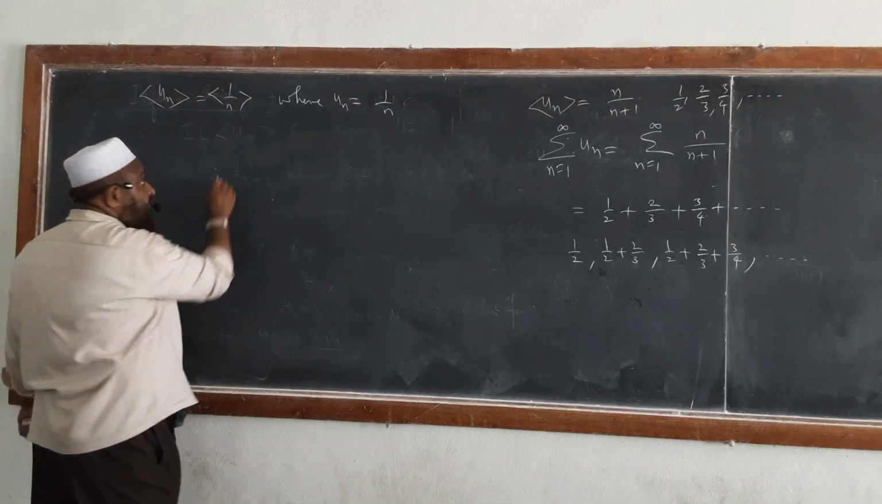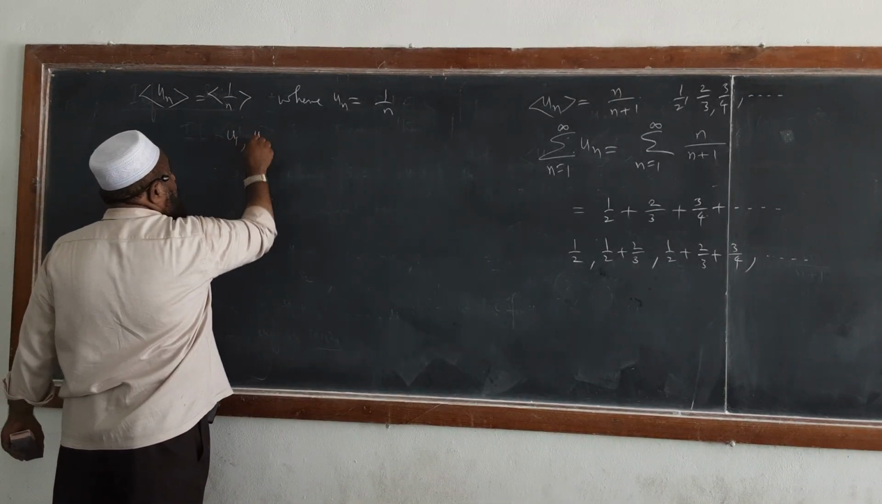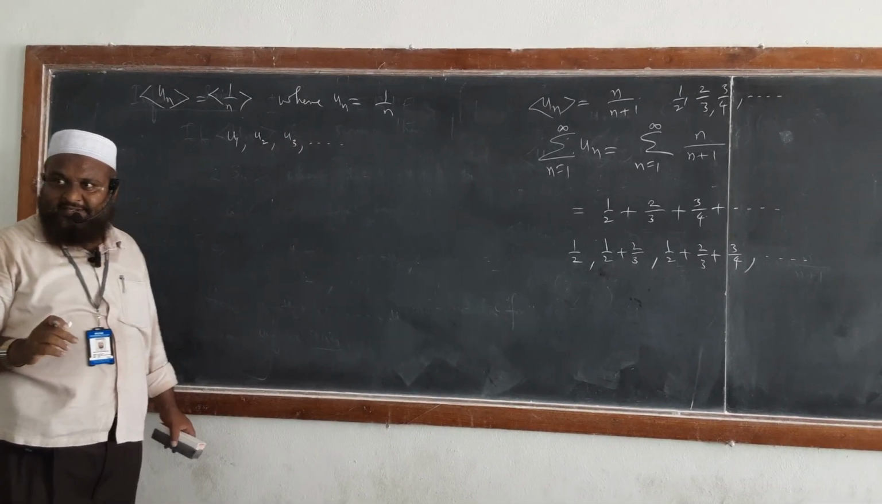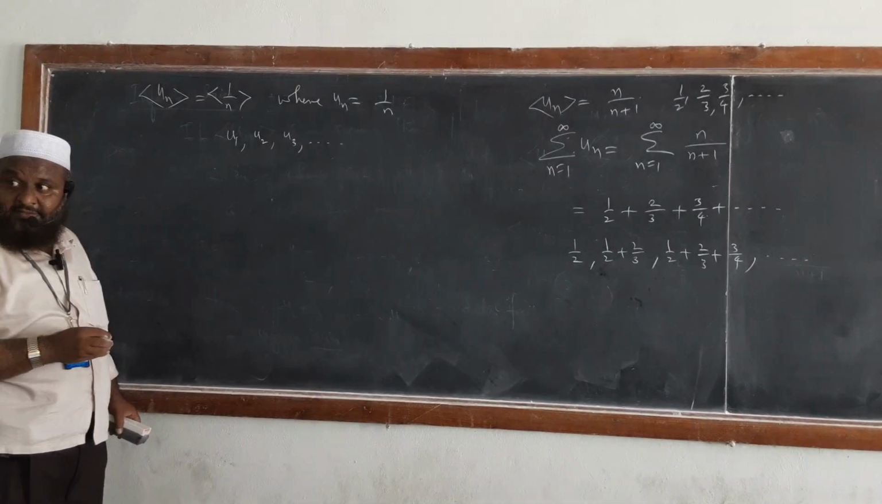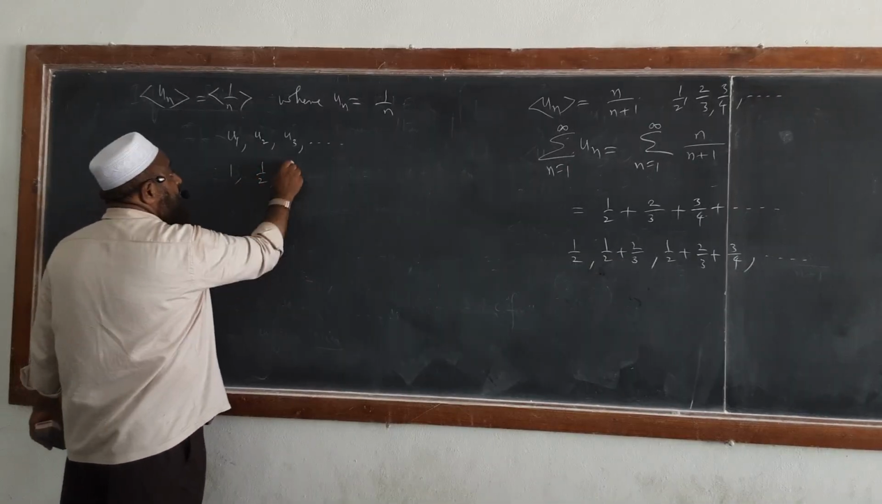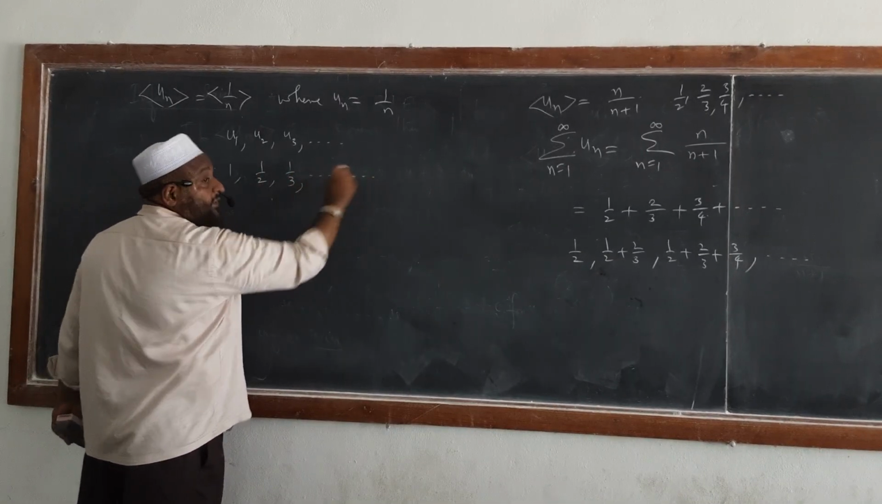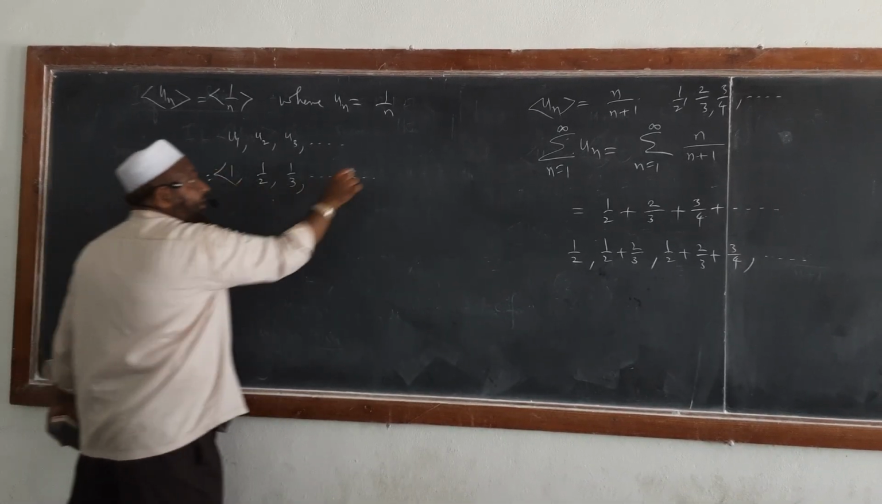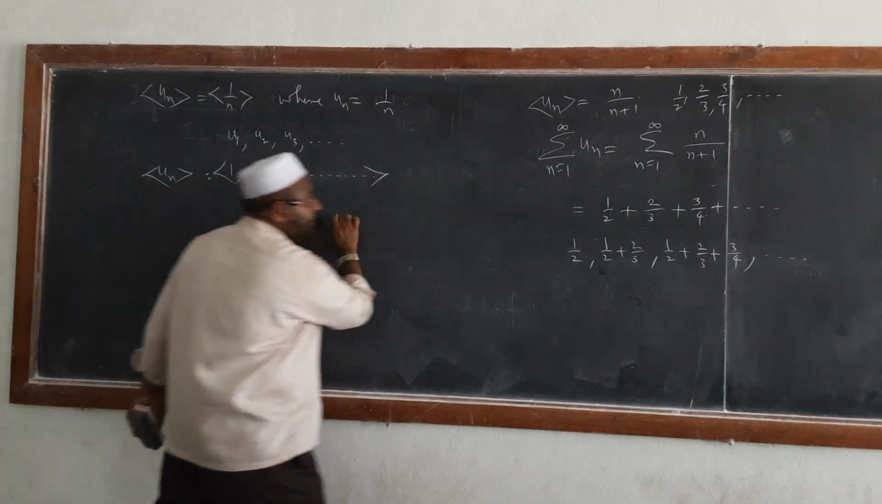u1, u2, u3, and so on. Three terms are enough to understand what I mean to say here. So what are the terms now? Tell me. 1, 1 by 2, and so on. This is the sequence un.